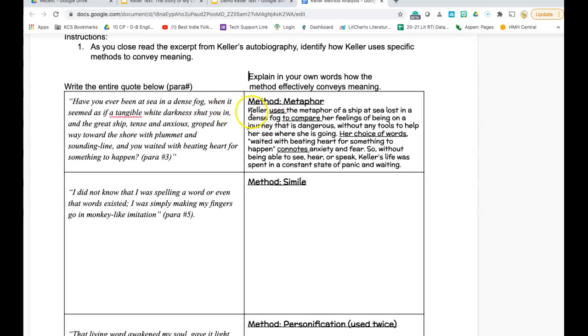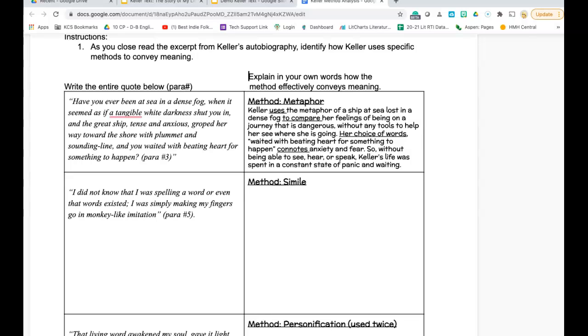So here is a demo. Keller uses the metaphor of a ship at sea lost in the dense fog to compare her feelings of being on a journey that is dangerous without any tools to help her see where she is going. Her choice of words, waited with beating heart for something to happen, connotes anxiety and fear. So without being able to see, hear, or speak, Keller's life was spent in a constant state of panic and waiting. Okay, so that is actually, if you look closely, the beginnings of a TREES paragraph.